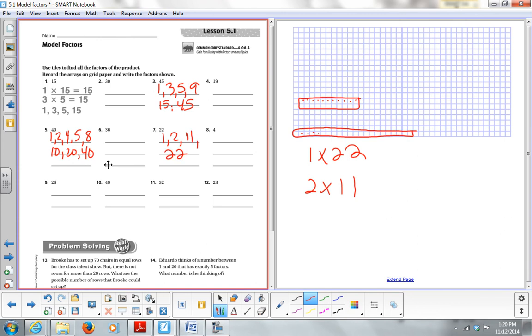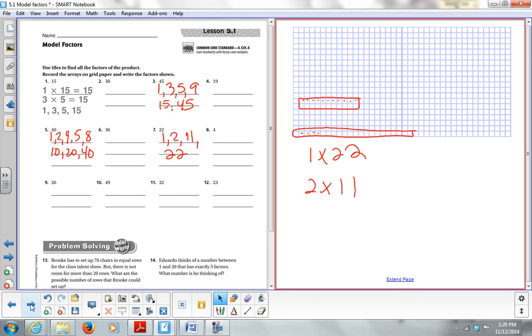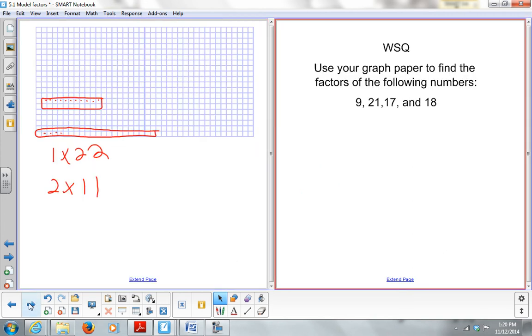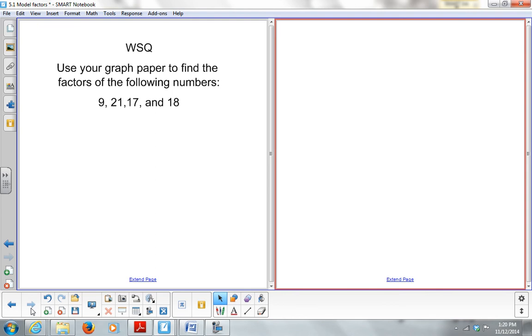All right, so you can do the rest of them on your own. If you have any questions, please make sure you circle them and ask me tomorrow morning. Your WSQ for tonight is use your graph paper to find the factors of these following numbers: 9, 21, 17, and 18. Make sure you're going to turn that in tomorrow. Label it WSQ, and we'll see you in the morning.